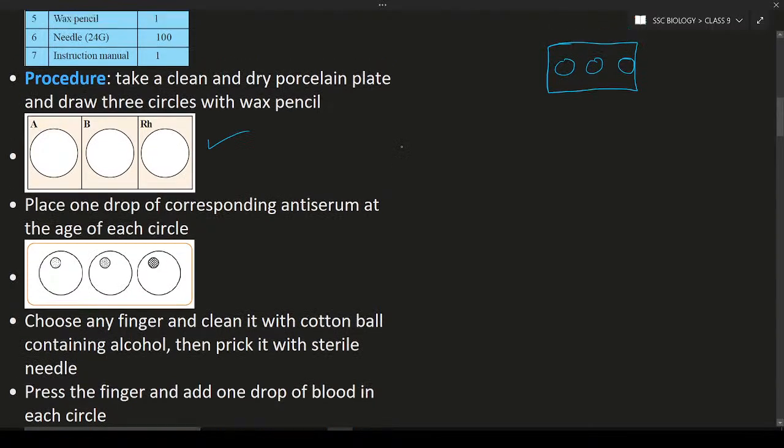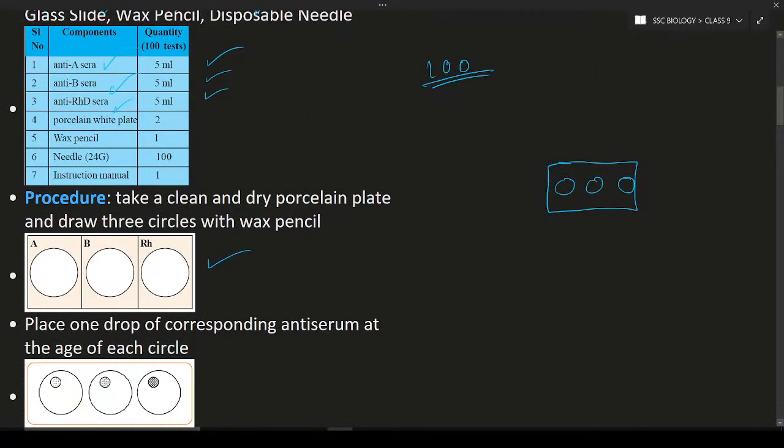So what is antisera? Here you can see in the kit we have 3 bottles. These 3 bottles are the antisera. Here we have antisera A, antisera B, and antisera D, or you can call it RHD.